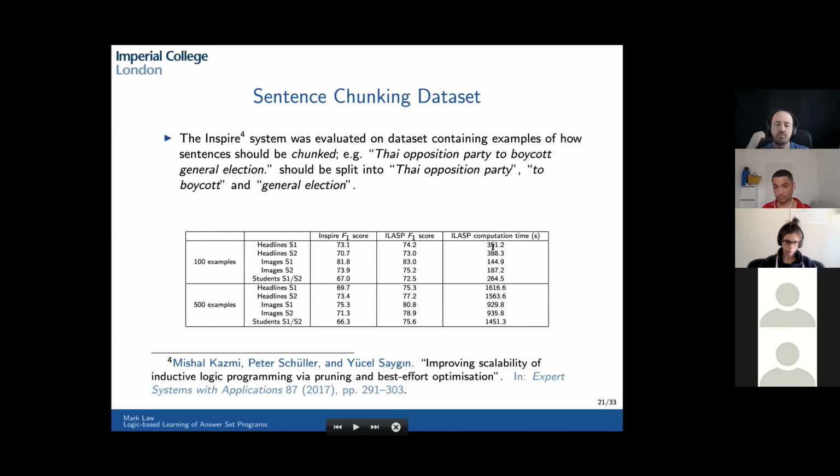And so then the other interesting thing to point out is that where INSPIRE has a maximum computation time of half an hour for one part of their pipeline, you'll notice that actually every single ILASP computation is under half an hour. So although we're guaranteeing finding the optimal, which is a more difficult task, we are actually faster than INSPIRE on this data set.